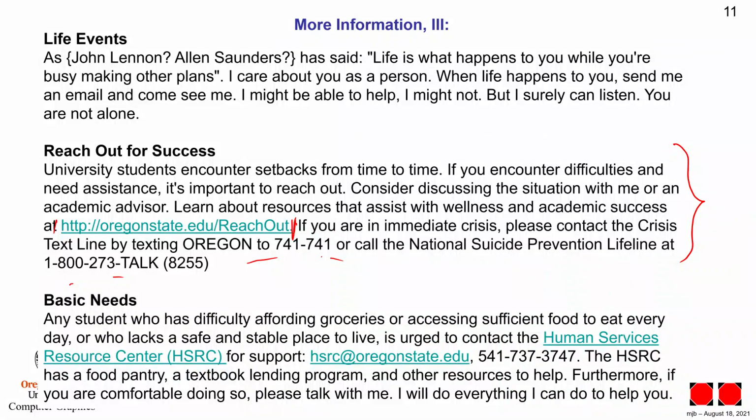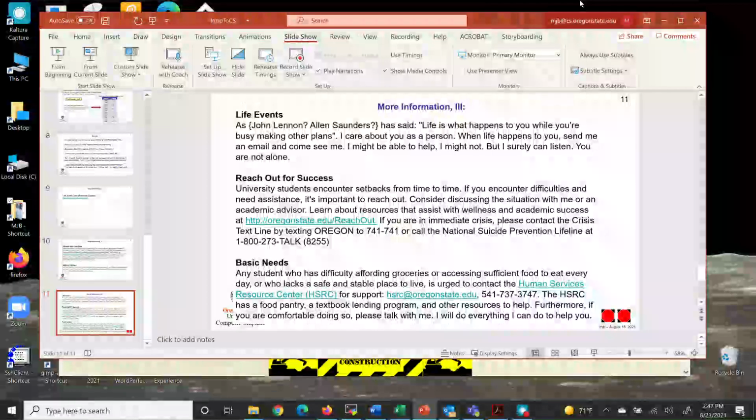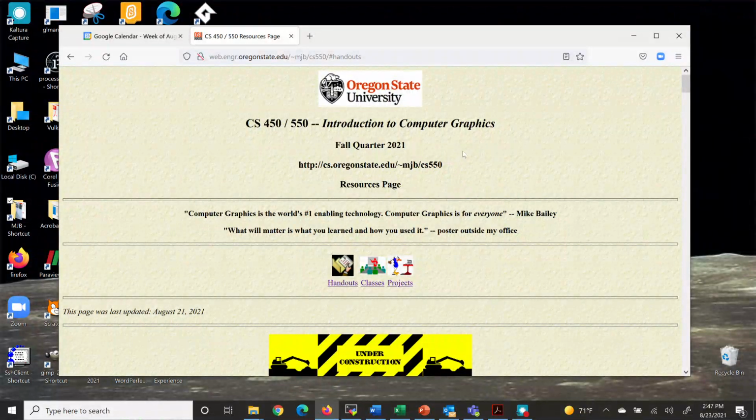And basic needs. OSU's Human Services Resource Center is great. They have a food bank, a textbook lending program, and other resources. Again, you are not alone. There are resources here that can help you, so take advantage of them. And if you let me know and talk to me, I can help get you to these resources, even if it takes walking you over. Again, we care about you. Just remember that.